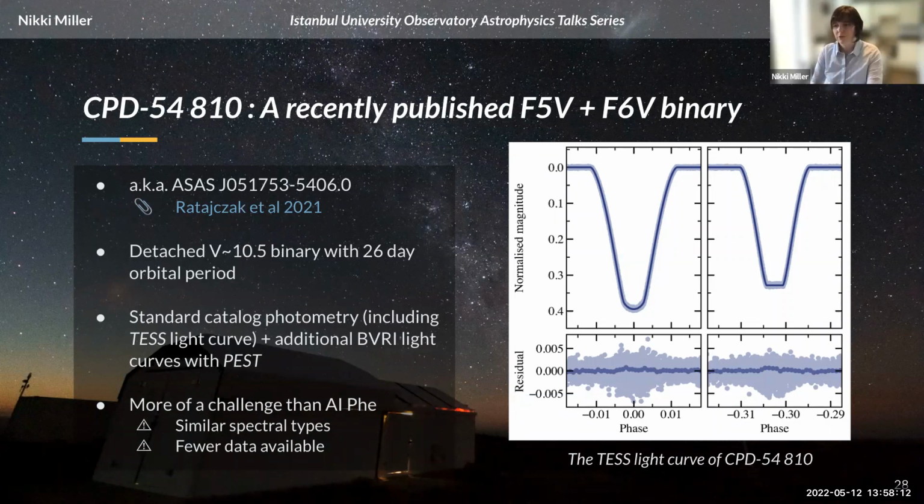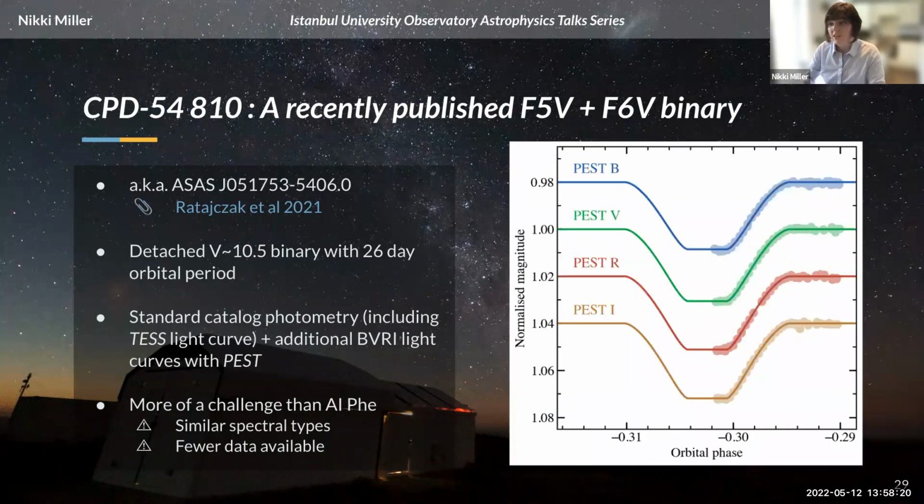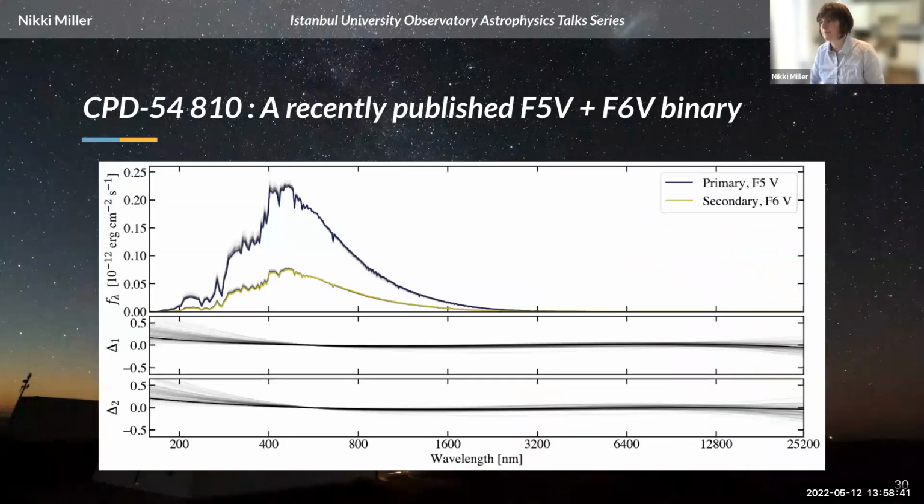So this system's definitely more of a challenge, because we've got two stars of very similar types, and much fewer data available. So as I said, we had to go and obtain some extra light curves. Using the Perth Exoplanet Survey Telescope, we've got an additional 4 light curves. This is all we really need if we have a total eclipse. Just some photometry during totality, and then at the out of eclipse level. And we're able to fit the model and get some additional flux ratios.